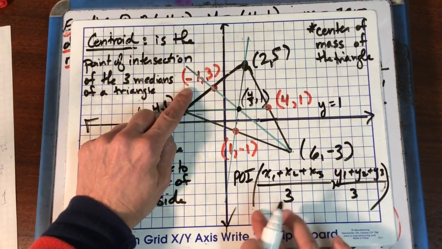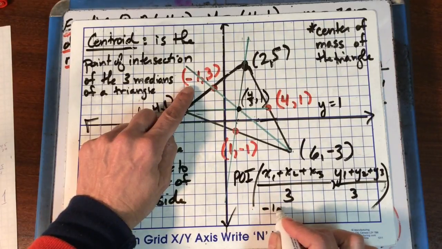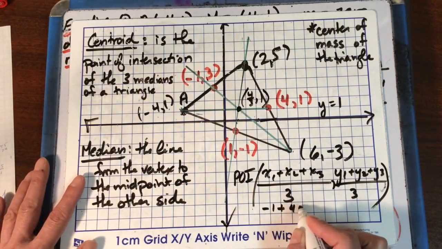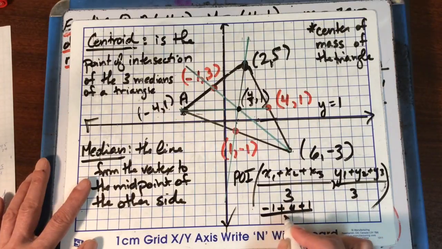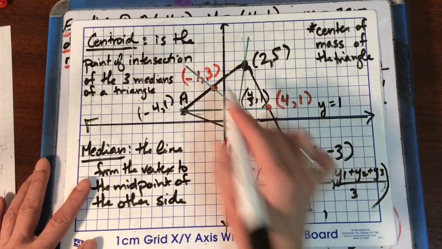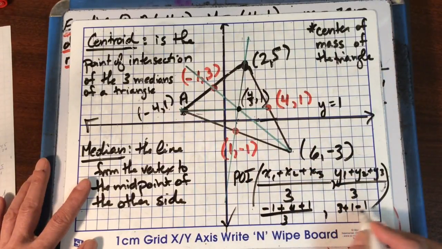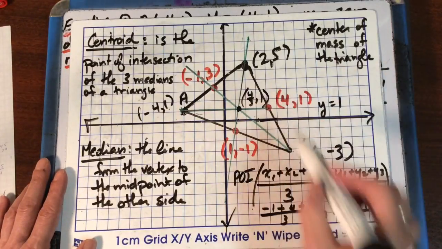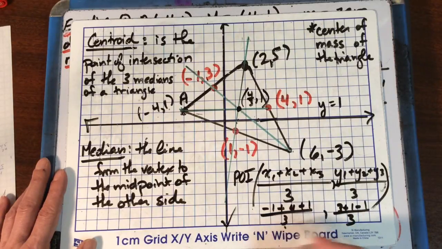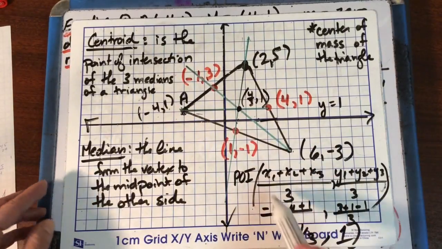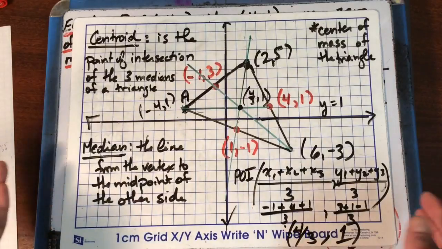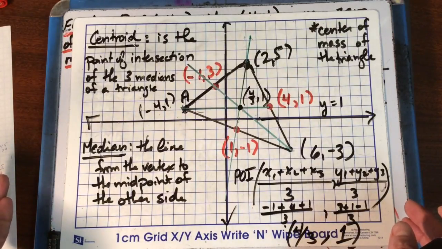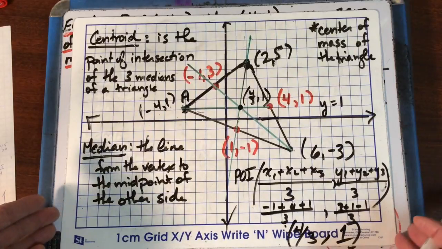And let's see if that works. So if I put in negative 1 plus 4 plus 1 all over 3, and then over here I've got 3 plus 1 minus 1 all over 3. I will get 4 over 3 and 1. Negative 1 plus 4 plus 1 gives me 4. 4 over 3 and 1. And there you have it. It worked out. This is much easier, I know, but we do want to see the algebraic way also to prove that actually this works, and there you have it.